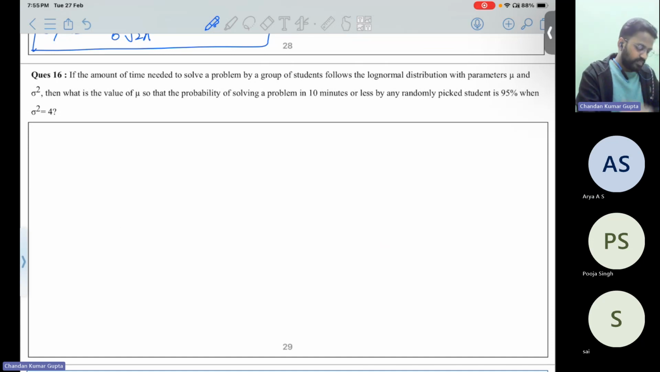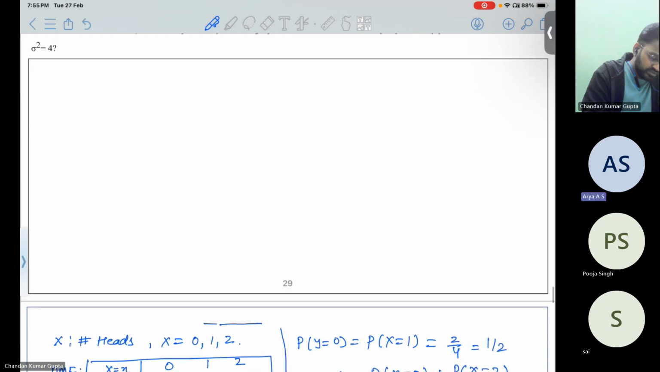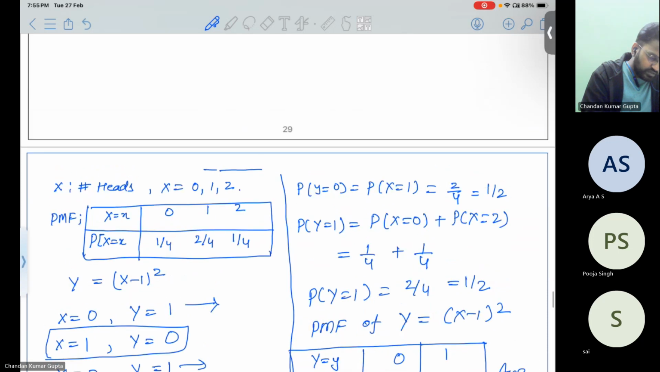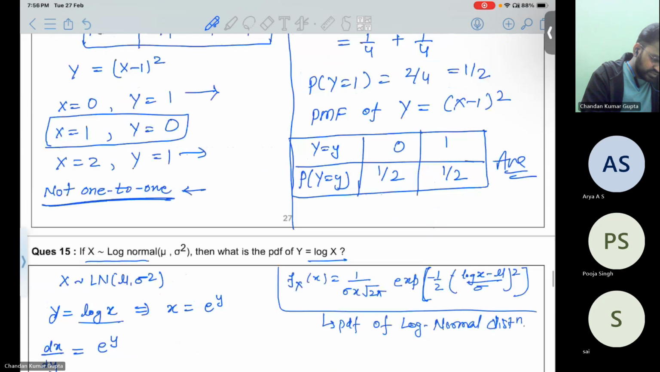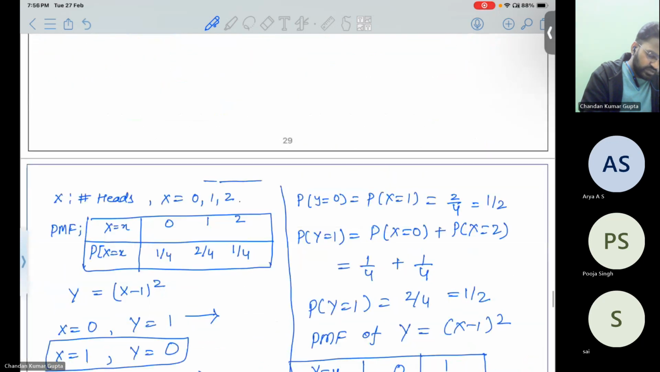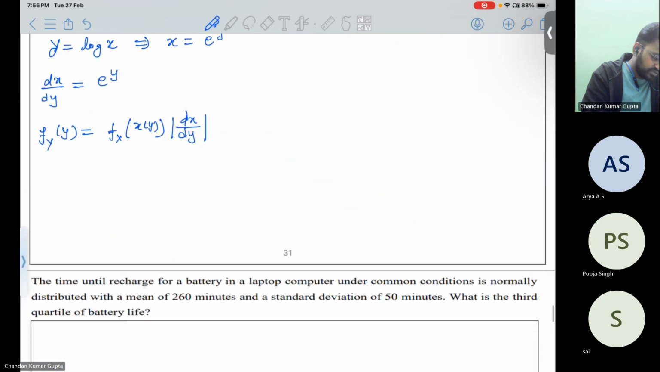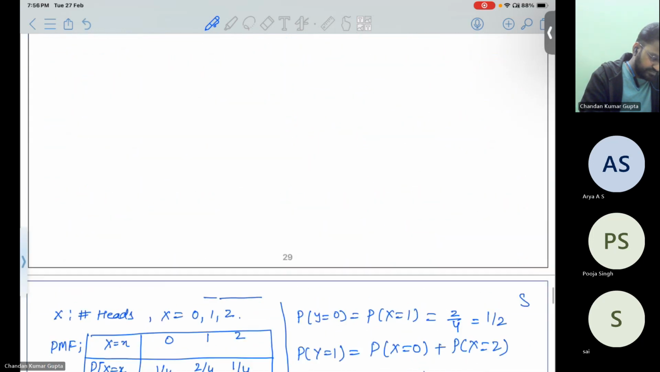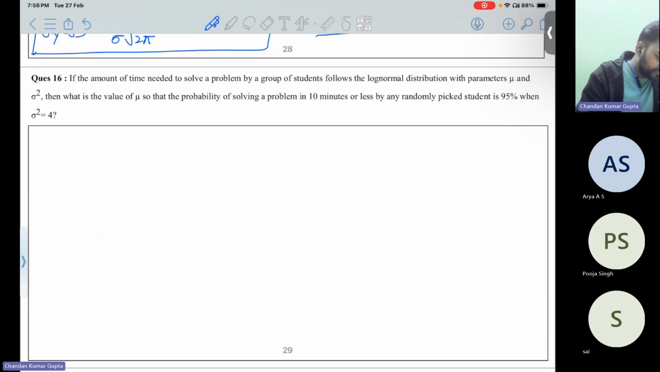Now the next question is: if the amount of time needed to solve a problem by a group of students follows a log normal distribution with parameters mu and sigma square, then what is the value of mu so that the probability of solving a problem in 10 minutes or less by any randomly picked student is 95% when sigma square is 4.